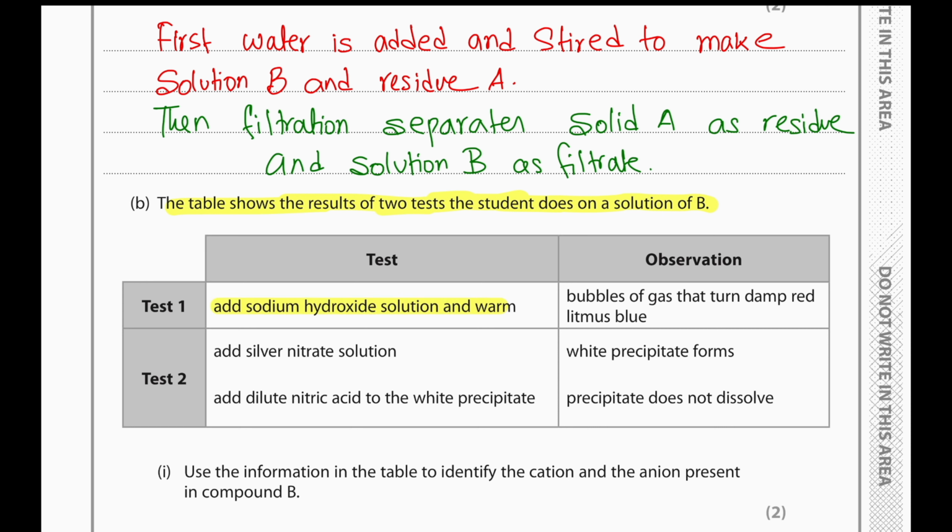Add sodium hydroxide, warm, bubbles of gas that turn damp red litmus paper blue. That means this must be ammonia gas. So the ion that is tested must be ammonium, must contain ammonium ion. Add silver nitrate solution, add dilute nitric acid to the white precipitate. So this one, since we are getting a white precipitate adding silver nitrate solution, must be a chloride, and the white precipitate is formed and the precipitate does not dissolve.